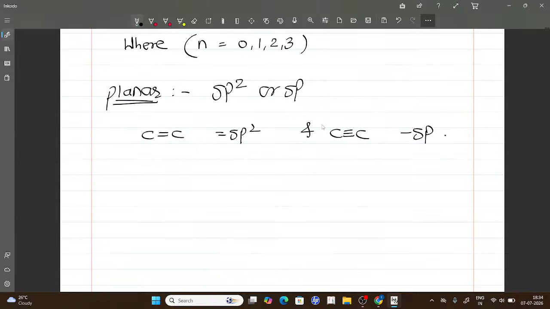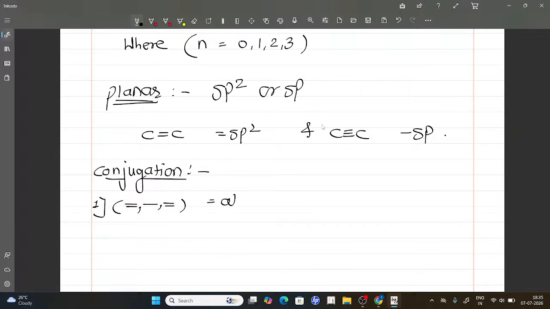Now we are going to see what conjugation is. Conjugation means if our compound contains alternate carbon-carbon double bond and single bond, double bond system, that is called conjugation. This is an alternate carbon-carbon double bond and carbon-carbon single bonded system.